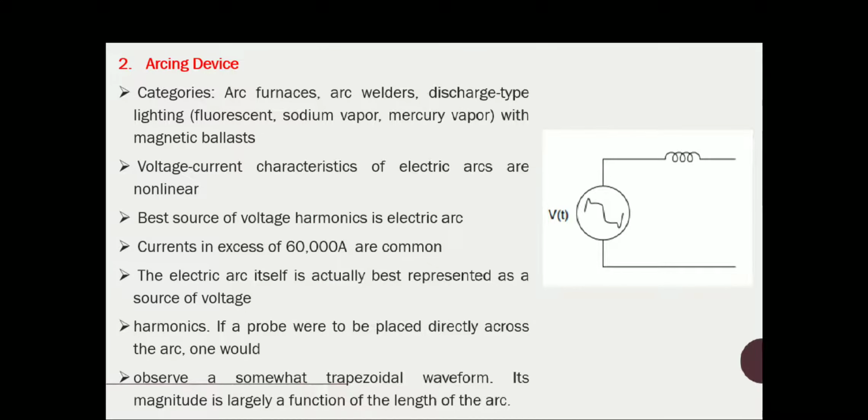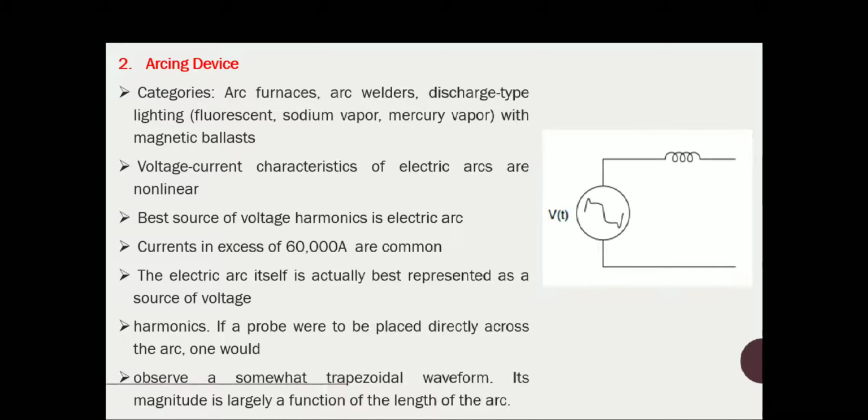Then arcing devices. Actually, this category includes the arc furnaces or arc welders, and discharge type lighting like fluorescent, sodium vapor or mercury vapor with a magnetic ballast. And you can see in the figure, an arc is basically a voltage clamp in series with the reactance that limits the current to a reasonable value. And the voltage current characteristics of an arc are nonlinear.